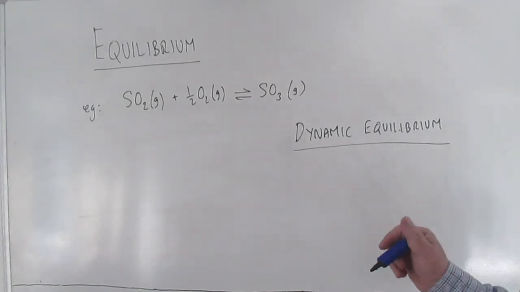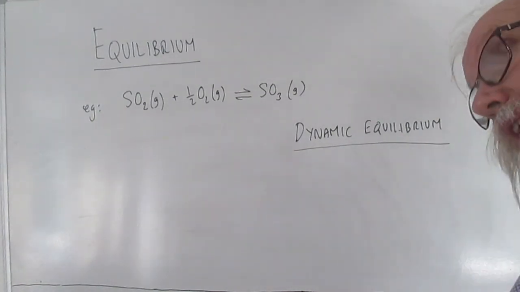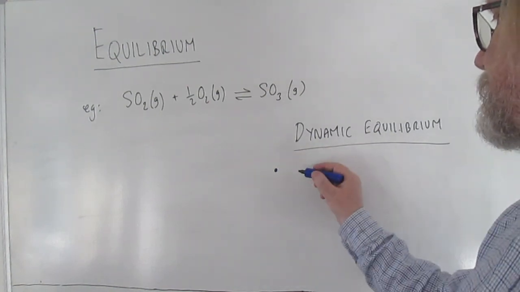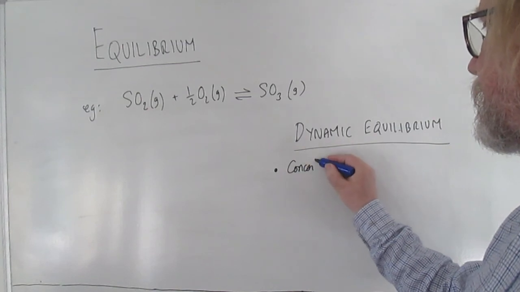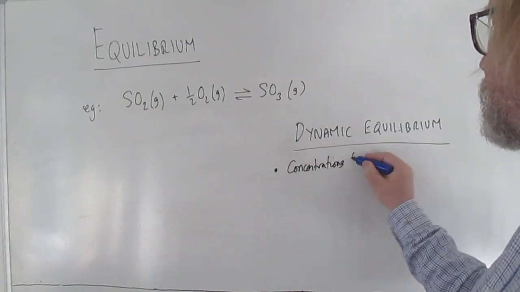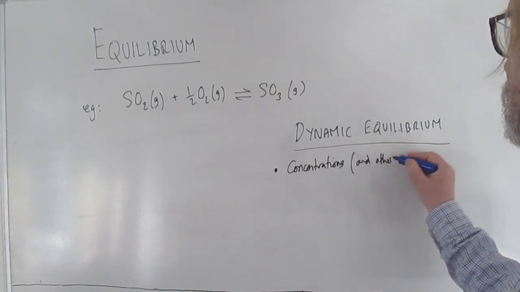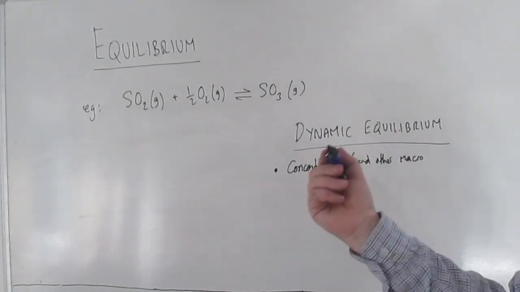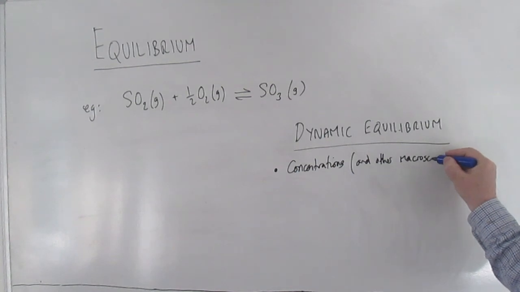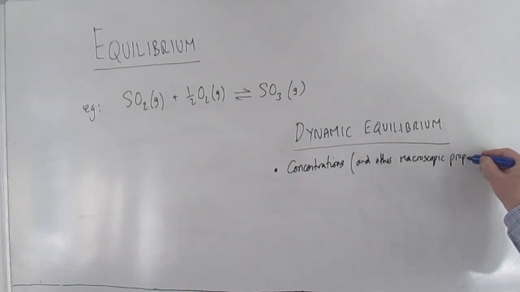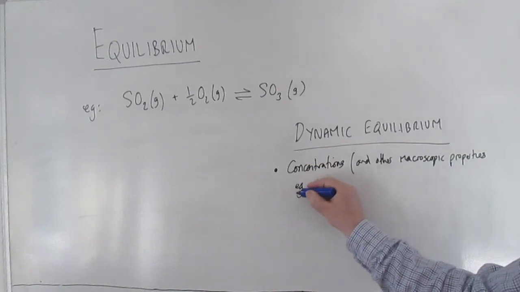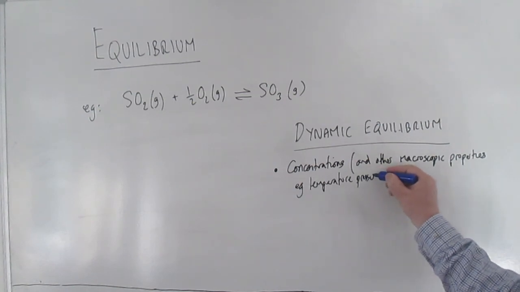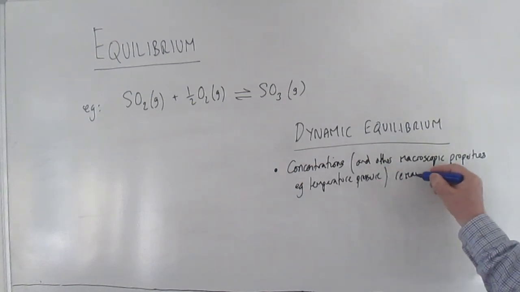And so the key things associated with a dynamic equilibrium that you need to know are, first of all, as we've said, that the concentrations and indeed other macroscopic properties, macroscopic meaning things you can measure on the big scale, on the scale that we live on, without looking at what individual molecules are doing, so other macroscopic properties like temperature, pressure and so on, they will all remain constant.